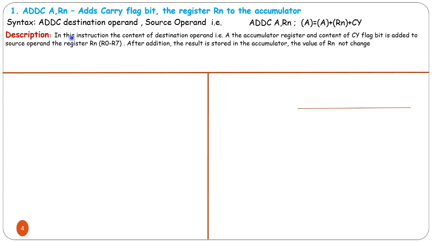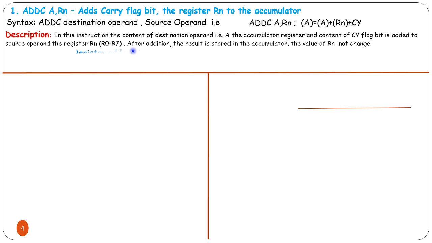The description is like this: in this instruction, the content of the destination operand, the accumulator register, and the content of the CY flag bit are added to the source operand, that is Rn, R0 to R7. After addition, the result is stored in the accumulator. The value of Rn is not changed.